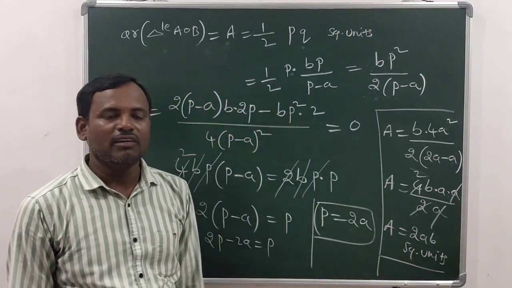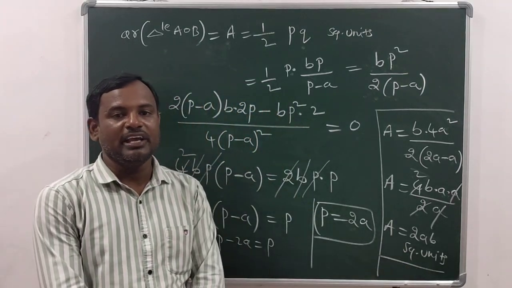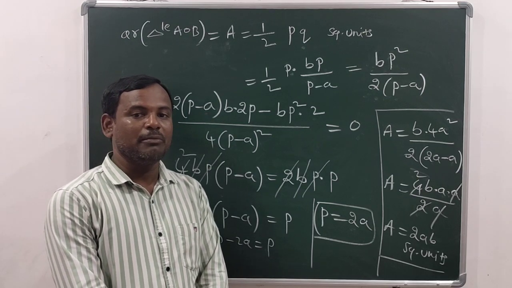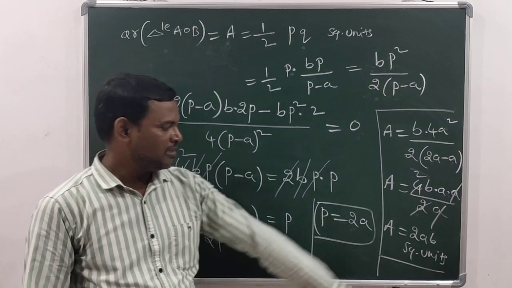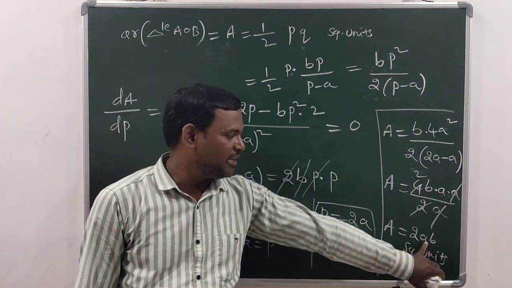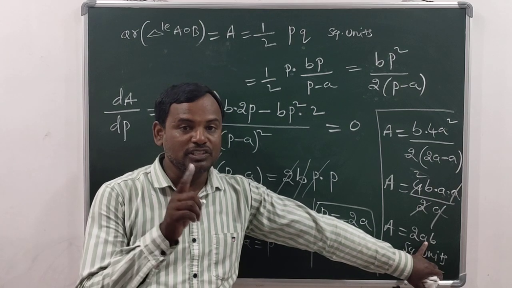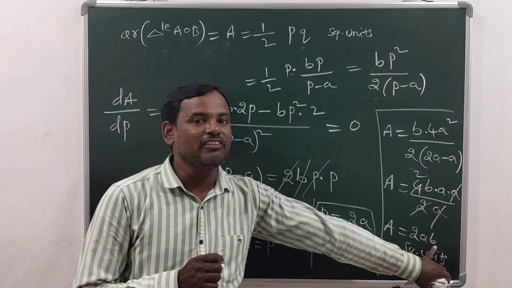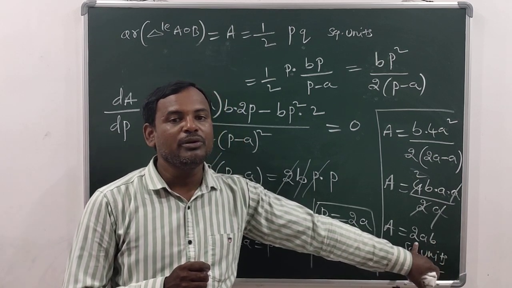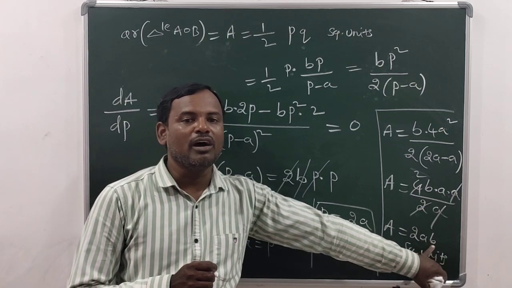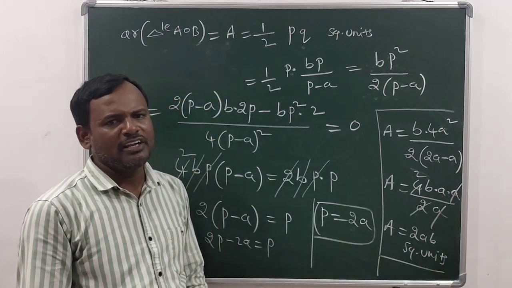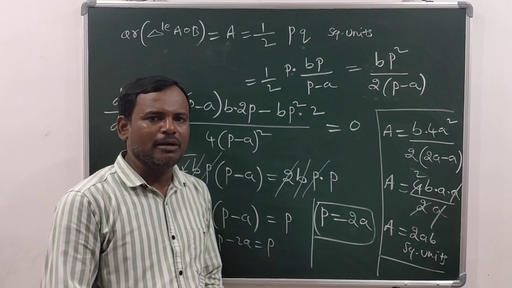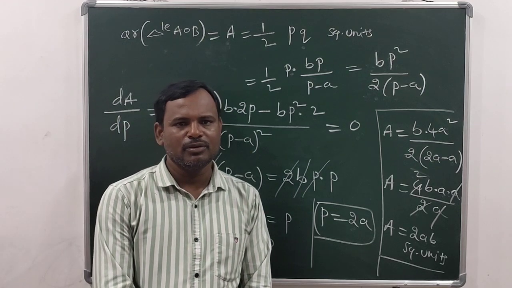So this is our required minimum area of that triangle, which is formed by a line passing through a point (a, b) with the coordinate axes. 2ab square units, where a is what? Abscissa of the given point. What is b? Ordinate of the given point. Just multiply 2 into abscissa of the given point into ordinate of the given point, so that you will get the minimum area of that triangle formed by a line passing through a point (a, b) with the coordinate axes. Okay, thank you.